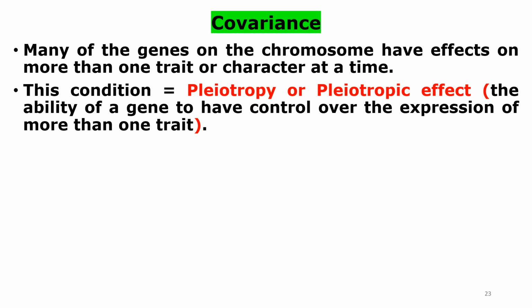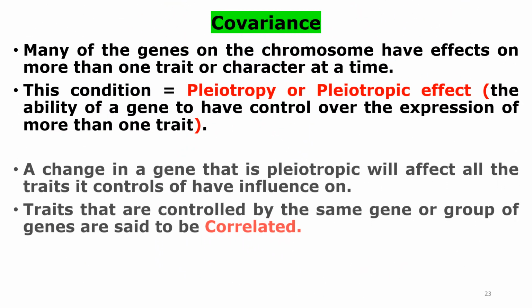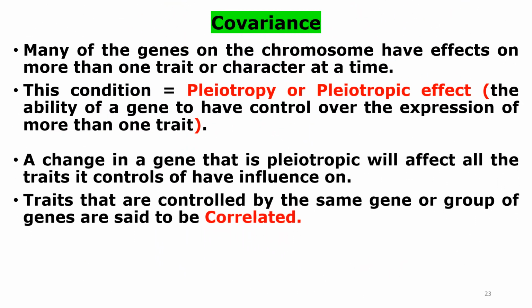Covariance. Now, many of the genes on the chromosomes have effect on more than one trait or character at the same time. This condition is known as pleiotropy, and the effect is known as pleiotropic effect, which is the ability of a gene to have control over the expression of more than one trait at the same time. So a change in a gene that is pleiotropic will affect all the traits that it controls, or all the traits that are influenced by that gene.